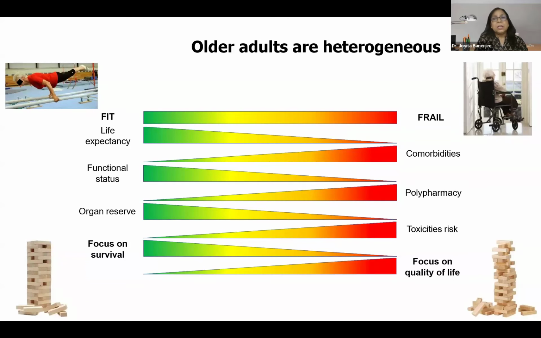And so the heterogeneity. Here we are showing the two ends of a spectrum. Either they can be fit or they can be frail. And in between, there will be different stages of vulnerability. And depending on that, the goals of treatment also differ. So for a fit person with more life expectancy, fewer comorbidities, good functional status, more organ reserve, the focus will be on survival. But for a frail older person, we have to focus on quality of life. And for those in a vulnerable state in between, we have to do a proper geriatric assessment to understand their functional age and treat accordingly.